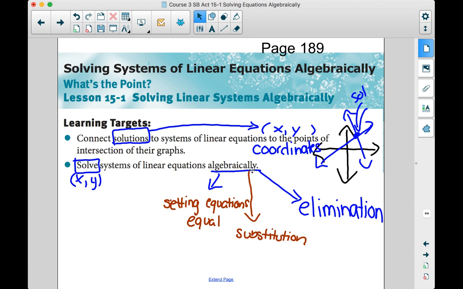So now within that algebraic, we can set our equations as equal, which is what we did yesterday, or we can use a method called substitution or a method called elimination. Elimination is mainly what you're going to focus on in Algebra 1. So today we're going to work on a method that we call substitution.